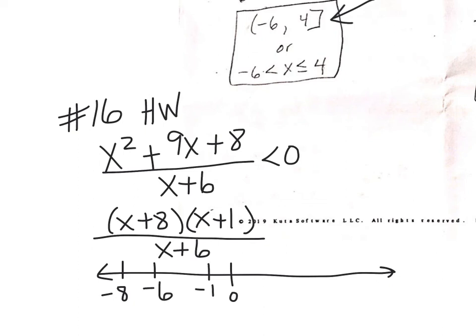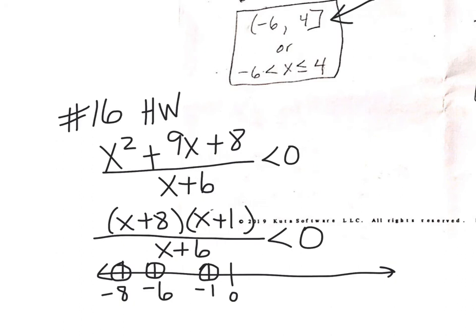And all of those are going to be open circles because we don't have an equal to here with our inequality. It's just less than 0. So we're going to have open circles here. Open, open, open. Now I'm going to check to see where we're going to have the shaded areas.